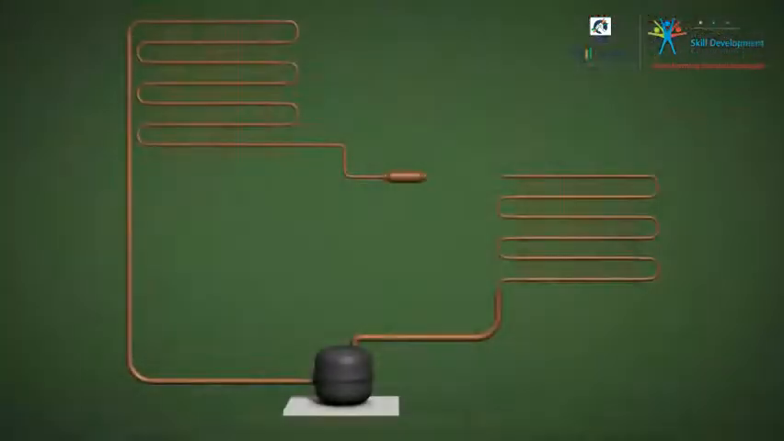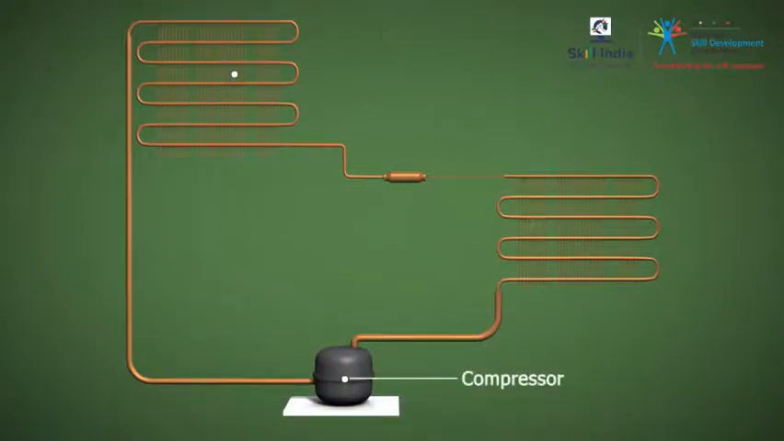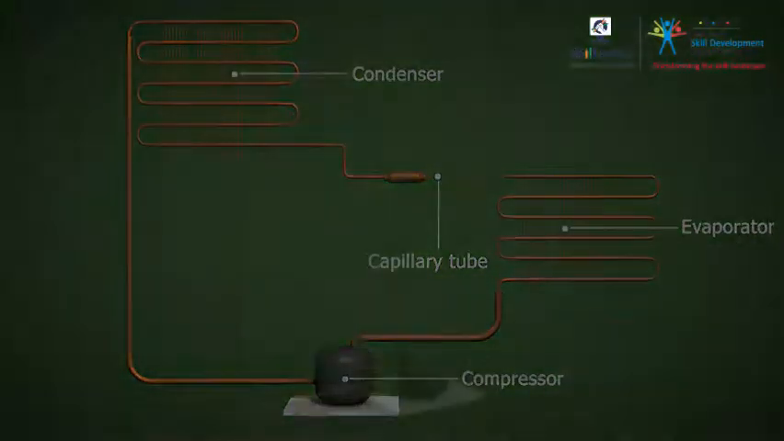Well, the refrigeration cycle works on the principle of evaporation and condensation. It consists of 4 parts. Look at this picture of the skeleton of the refrigeration cycle. These parts are compressor, condenser, capillary tube, evaporator. You can see how different parts are connected to each other and help to complete the refrigeration cycle.